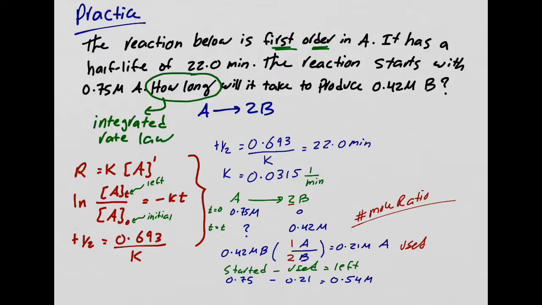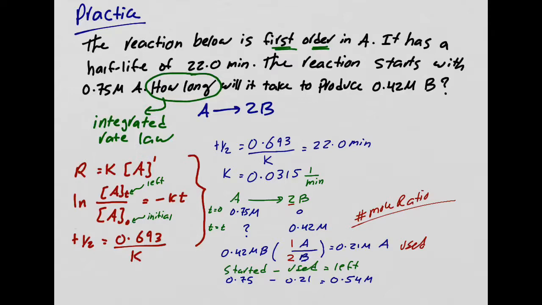Now what do? I have B, I don't have A. Mole ratio is my best friend. So I'm going to do a mole ratio, 2 to 1 mole ratio. Coefficients are the mole ratio. So what I can figure out is how much A was used. When I use 0.21 molar of A, 0.42 molar of B is produced.